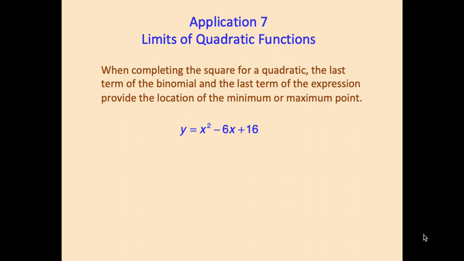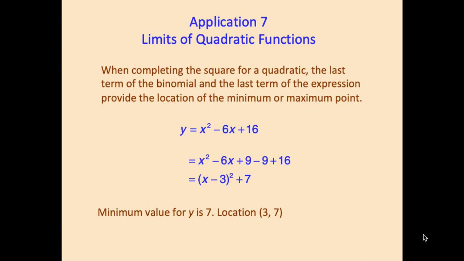We can complete the square by adding and subtracting 9. And the first three terms, namely x squared minus 6x plus 9, give the square of x minus 3. So we land up with x minus 3 squared plus 7. The minimum value for y is 7, and the location is (3, 7). So the last term of the binomial is minus 3. We change the sign to give plus 3, and that gives us the x-coordinate of the minimum value.